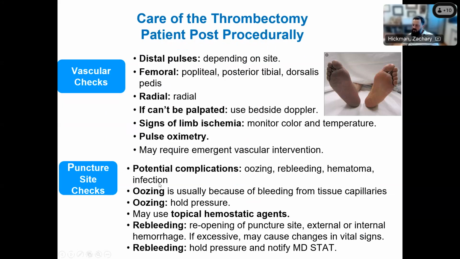Different potential complications include oozing, rebleeding, hematoma, and infection. Infection is pretty rare. Oozing is usually because of bleeding from tissue capillaries, and really the treatment for that is holding pressure. Sometimes we can use topical hemostatic agents. Rebleeding is when there's a reopening of the puncture site, and there's often either external or internal sites of hemorrhage. This is usually when you see a pretty big hematoma that is increasing in size. That obviously needs to be addressed with the attending rapidly.